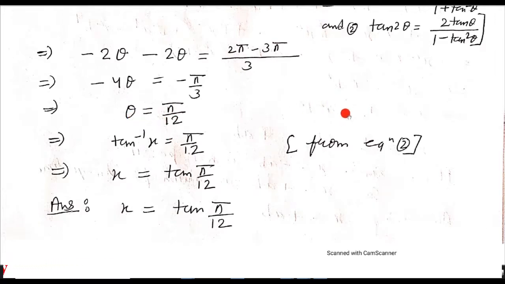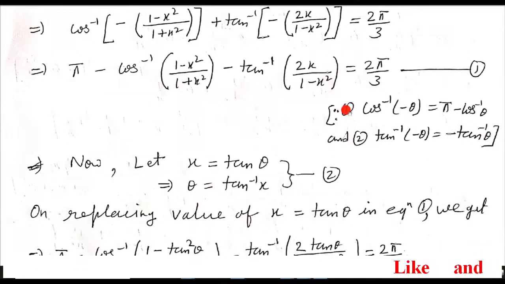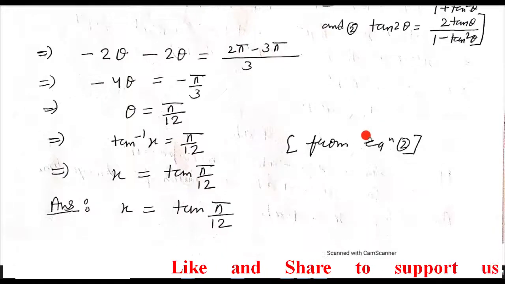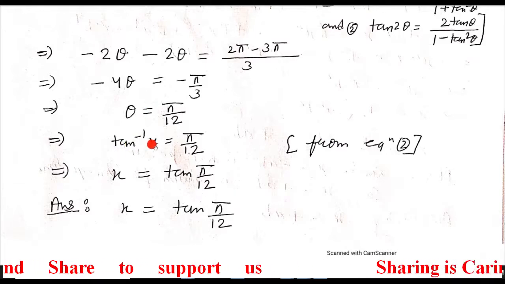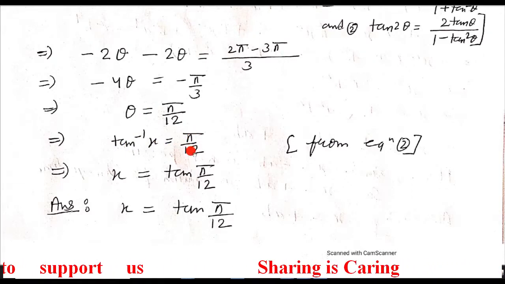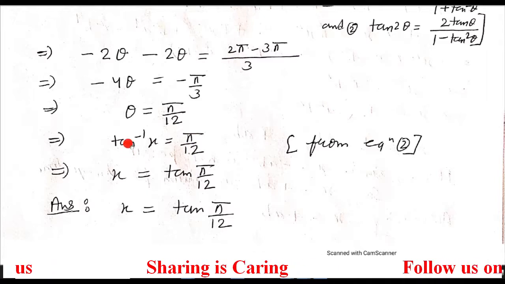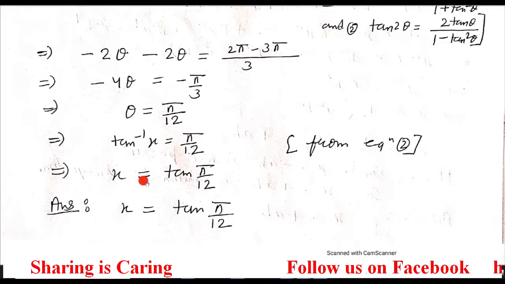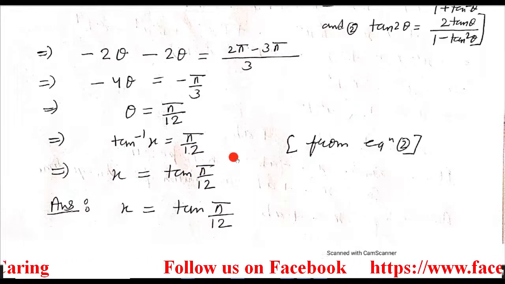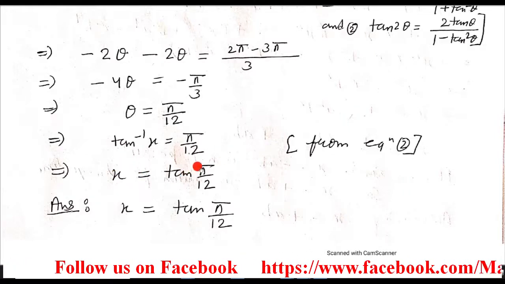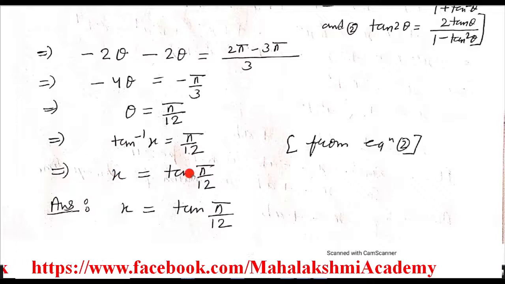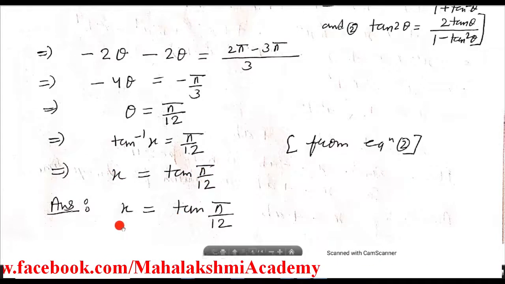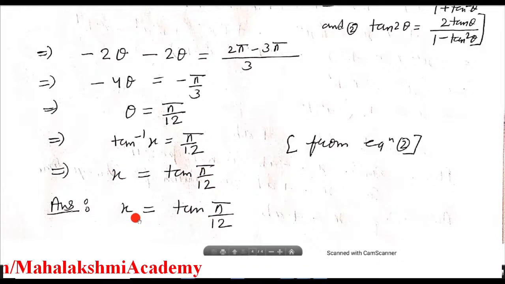Now theta's value we initially calculated in the second equation, theta is tan inverse x. So we will replace theta's value here, so we will get tan inverse x is equal to pi upon 12. Now tan will go here, so we will get x is equal to tan pi upon 12, because we are solving for x, we want only the x value. So this is the solution of this equation. Thank you.